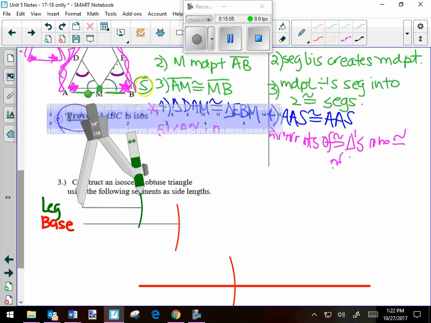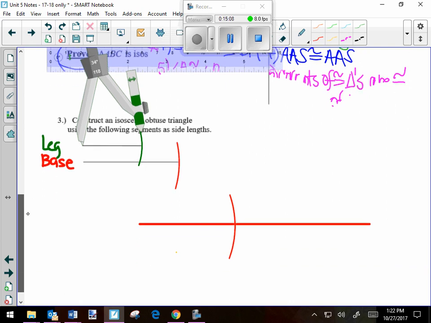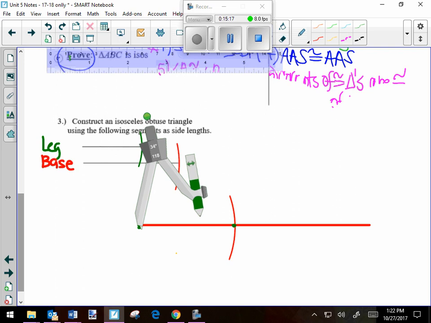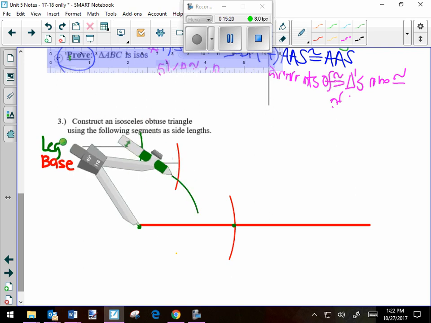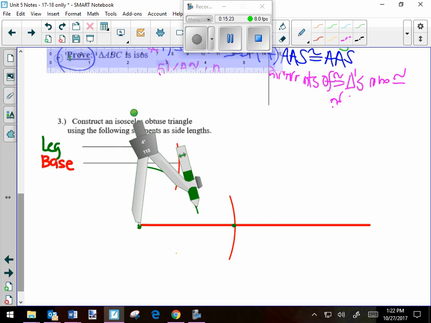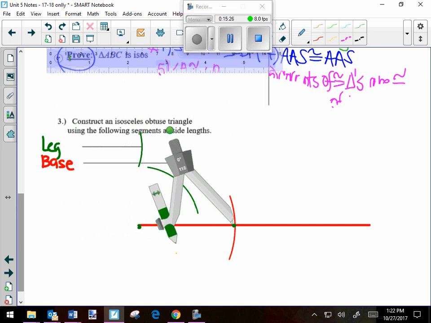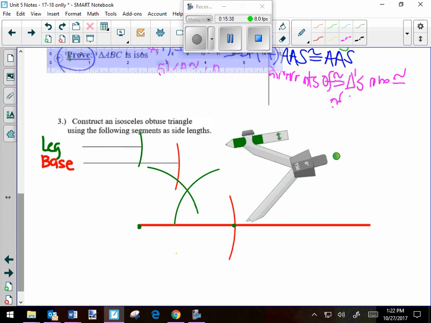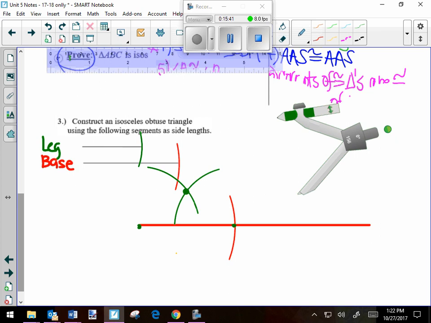I'm going to say, okay, I need my two legs to be this particular size. My legs will start one of them here and one of them here. So I'm going to take that measurement on my compass. I'm going to put it at one end point, and I'm going to make an arc up here. And then I'm going to flip it to the other side, put this here, and make an arc here. So now this point of intersection that I have here tells me where my two sides, the legs of this isosceles triangle, are going to go.